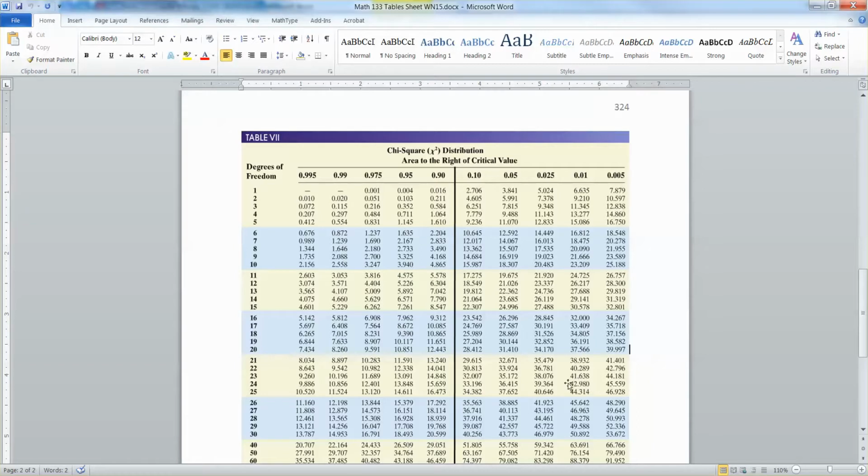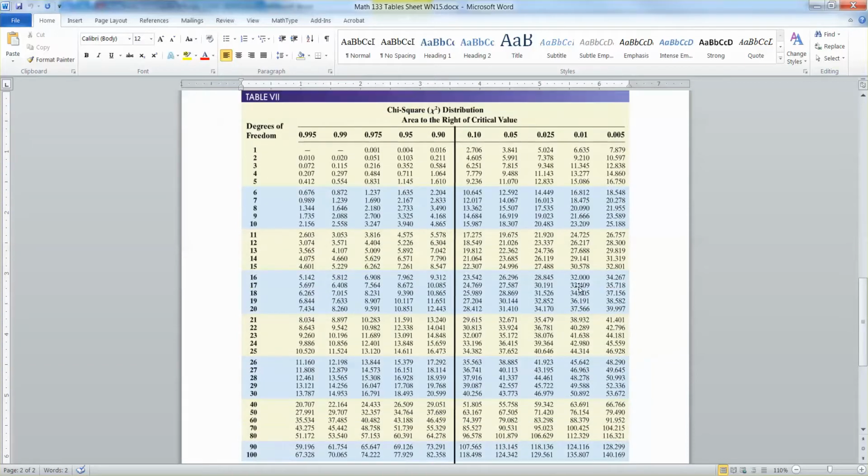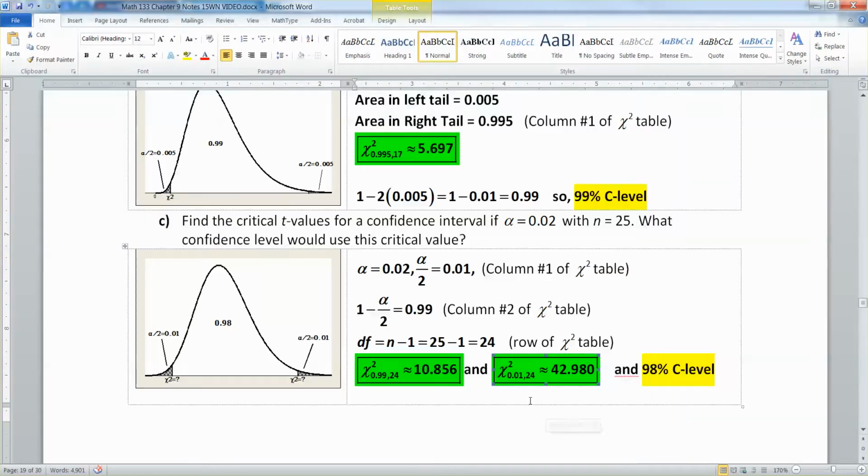So I get 42.980 and 10.856. And don't be shocked, they're huge. I mean, the chi-square distribution gets quite large, especially over here on these ends with these large degrees of freedom. So don't be surprised by that. All right, so I'll go type up those two answers. There we have them. And notice that the center must be 98, because if your two tails are each 0.01, for the left tail and the right tail, then that would leave you 98% in the middle, and that means that would be your confidence level.